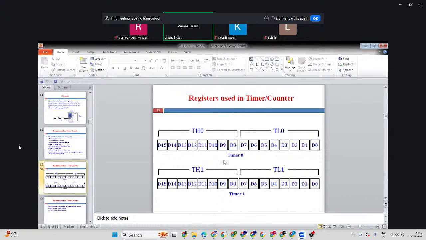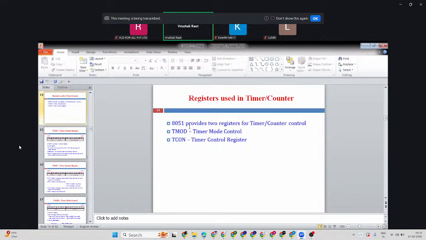So these are the registers of the timer. Now further, 8051 provides two registers for timer counter control. It's okay for delay, there are the registers, but along with delay we need the control of that timer counter. So there is one TMOD register and the other one is the TCON register. TMOD is timer mode control and TCON is timer control register. One is mode control and the second one is control register. These are two again important registers for timer counter.